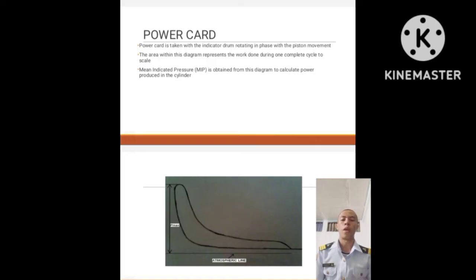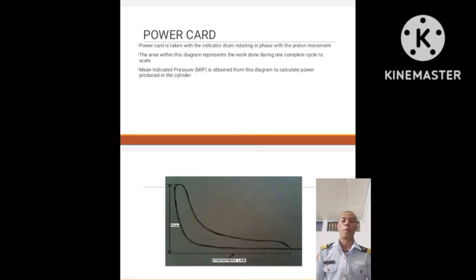So once you do that, the drum automatically starts to rotate, and then you will get a power card of something like this one. The curved line is the compression curve, and the other side is the expansion curve. Due to the combustion of fuel and gas, the actual combustion happens at the highest point, and the lowest point is where the exhaustion process happens.